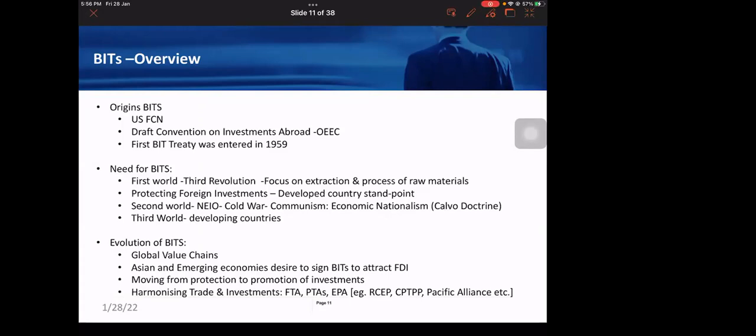But bilateral investment treaties were contemplated as a multilateral treaty, but eventually the proliferation happened through bilateral treaties, where countries started to negotiate. And largely these were done with developing economies. Now, what is the need for the BITs? As I mentioned, the need is largely because, one, it was the third revolution, there was a focus on extraction.